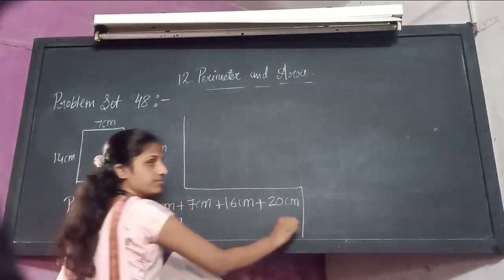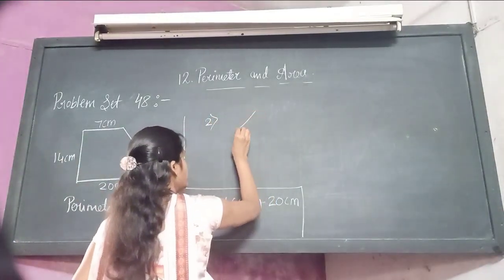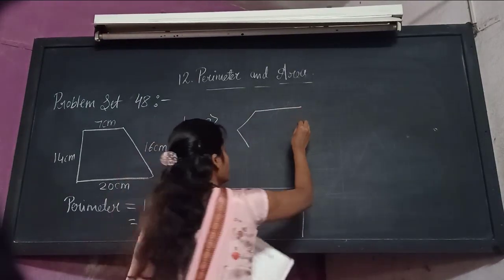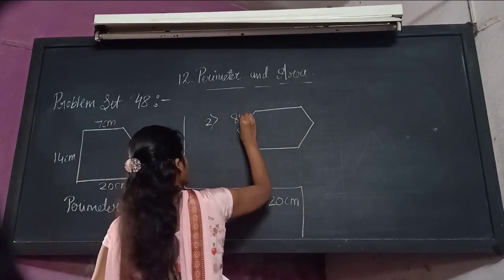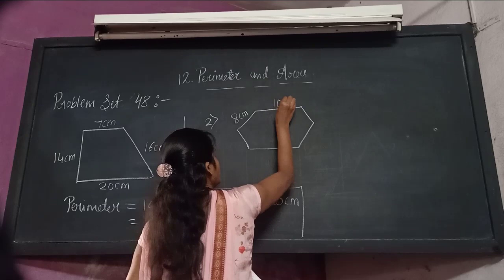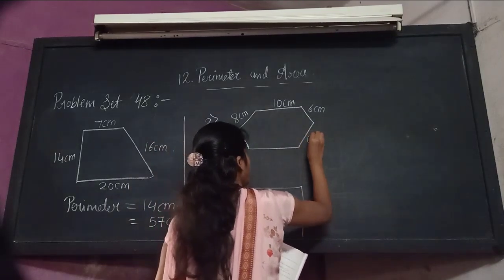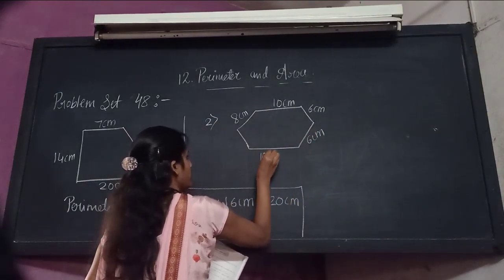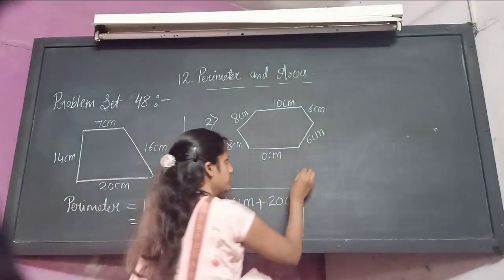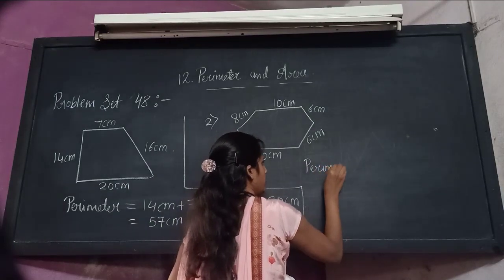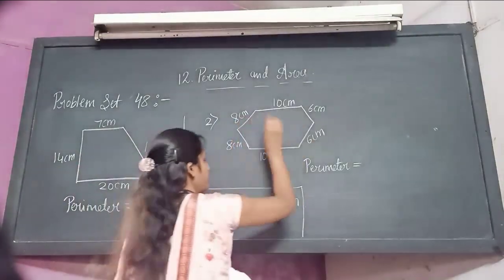Let's see the second figure. Here we have the figure. The length of the side of this figure is also given. Now let's find out the perimeter of this figure. Just write down all the lengths. You can start from any side. I am starting from here.